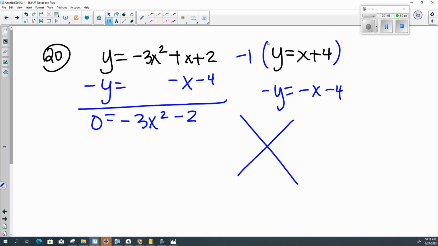So this is kind of funny because there's no b. So our a times c is 6 and b is 0. Is there anything I can add to be 6, multiply to be 6 and add to be 0?